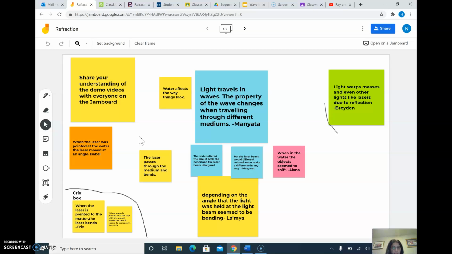Someone wrote, when the laser was pointed at the water, the laser moved at an angle. Okay, that's a good observation. When in the water, the object seemed to shift. Okay, good observation. Light travels in waves. The properties of a wave change when traveling through different mediums. That's good, good thinking. Depending on the angle that the light was held at, the light beam seemed to be bending.